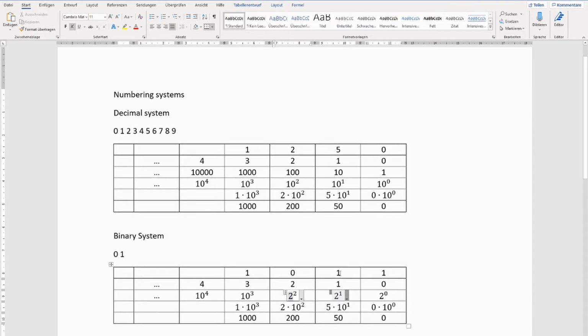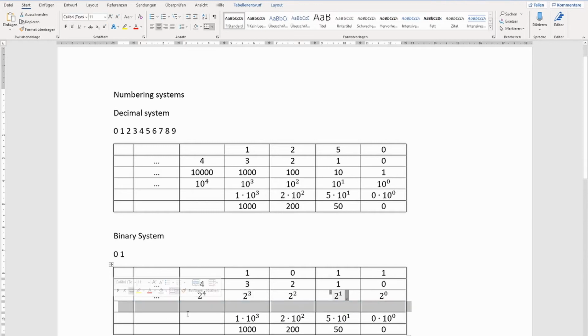So if we count here 1, this symbol has already reached 2. So this is worth 2. This is worth 4, this is worth 8, and so on. So every time it's 2 raised by the power of the position. Okay? So this means this is 1, this is 2, this is 4, this is 8, this is 16, and so on.